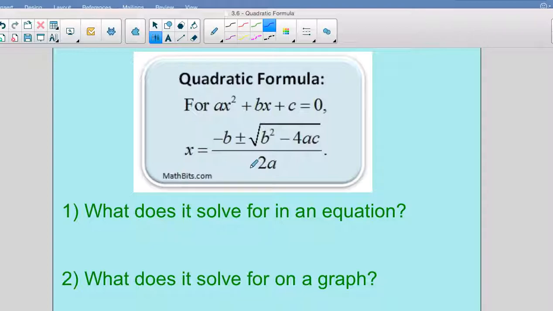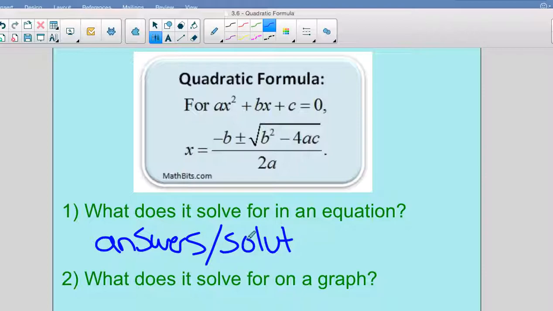Okay, so hopefully you've answered both of these, but what does it solve for? If it's an equation, meaning like ax squared plus bx plus c equals 0, right? This is an equation. What are you solving for? Right, it's solving for the values of x that make it equal to 0, which is just answers or solutions. You could also say roots and zeros too, but really, it would just say solve this, and you'd have some numbers in for a and b and c, but those are your answers, whatever you get if it's equal to 0.